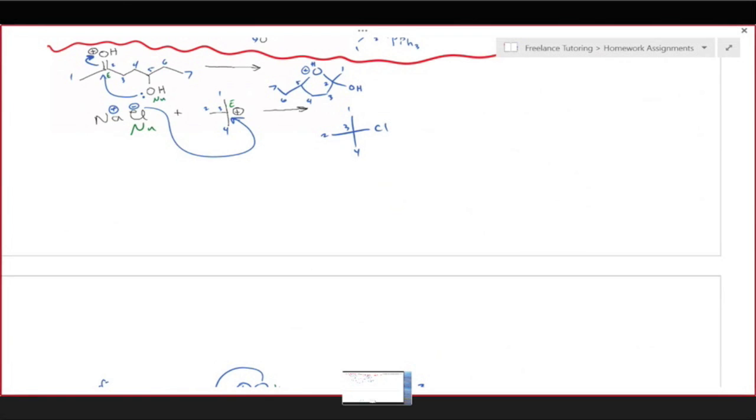Why is carbon 3 a reasonable electrophile? That carbon has a positive charge. Good. Carbocation. That's right. Carbons with positive charges are electrophiles. And why is the chlorine a reasonable nucleophile? It has a negative charge. That makes things nucleophiles. Good. Okay, that's fine. Let's continue.